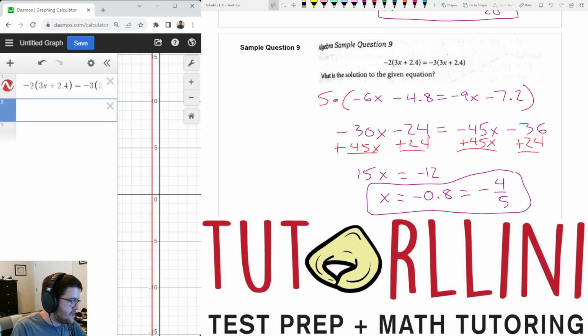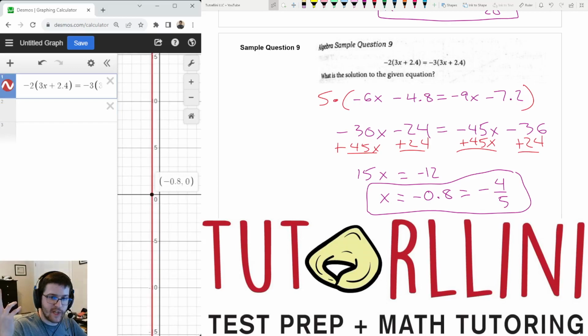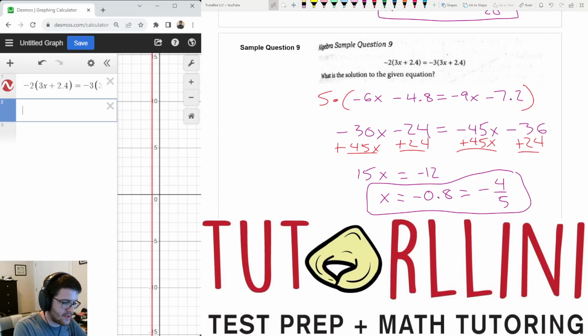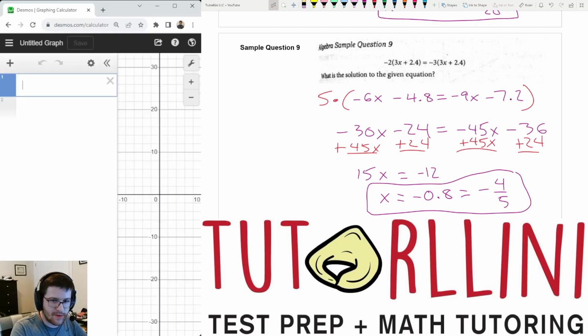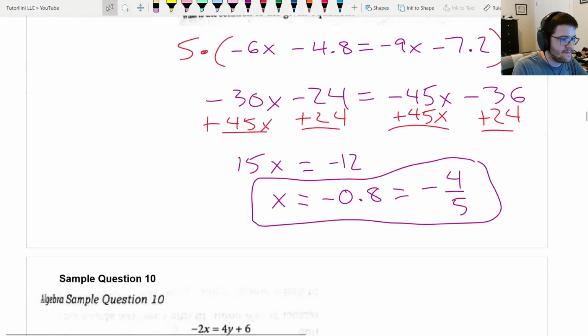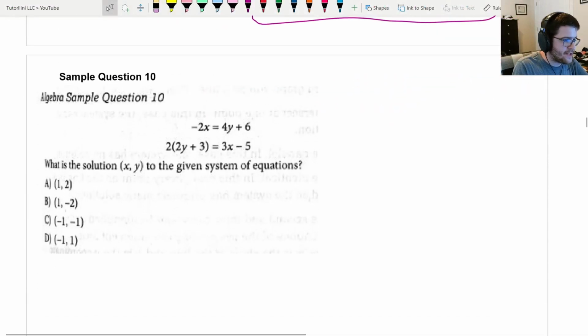All right, let's zoom in, click on it. Negative 0.8. All right, great. Seems like we did a good job. And then, of course, if you want to simplify it, if you need a fraction or something, just come over here and type in negative 0.8 and click on the fraction button. It'll give you negative 4/5. I would do that personally because I don't want to mess up putting in the decimal if it's a messy decimal, because College Board does not really make that clear. So, okay, great. 10. This is a system.